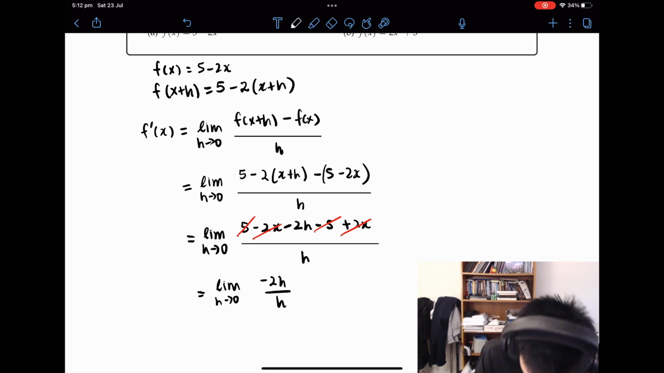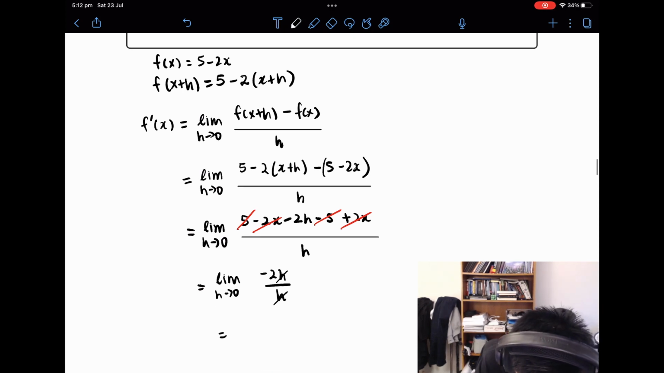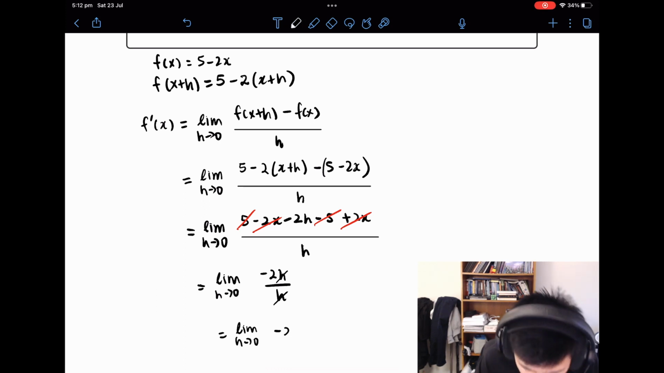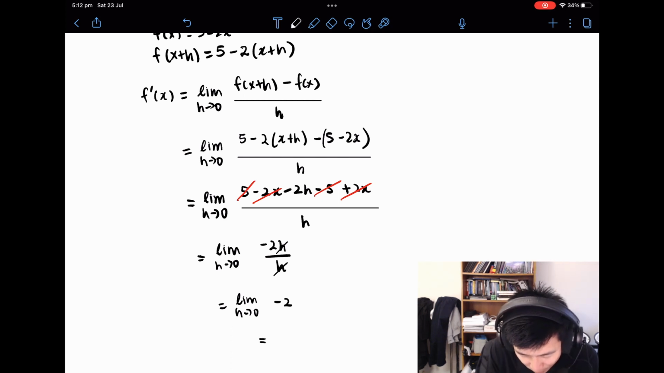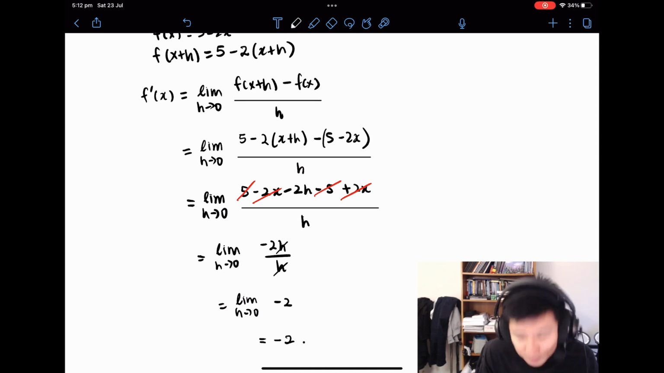That's the goal, right? We can cancel h, so the h's disappear. And what I'm left with is the limit as h approaches 0 of minus 2. Now I can just sub the limit in. Now, there are no h's left, so this is just equal to negative 2. Right? And then I'm done.